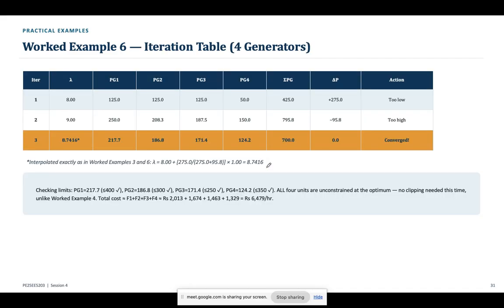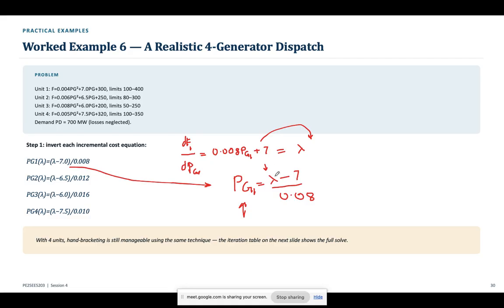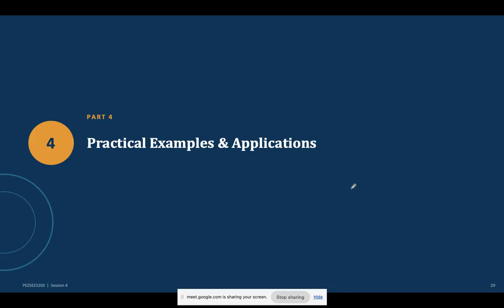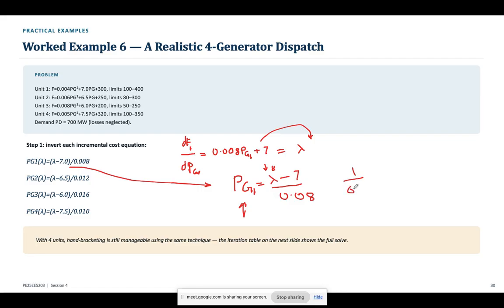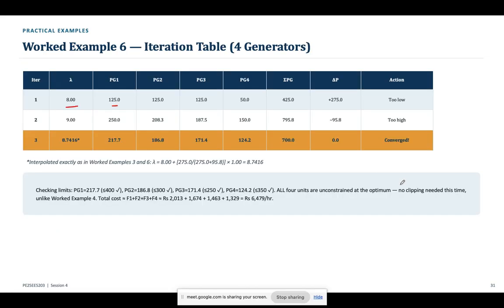You can see here what we do. We will choose lambda first. We'll take it as 8, and you get PG1 125 with the same formula. You solve for lambda as 8, and you will get 1 upon 0.08. If you have a calculator, you can check. I have a ready answer: 125 megawatt. You can cross verify as well. So you have got 125 here.